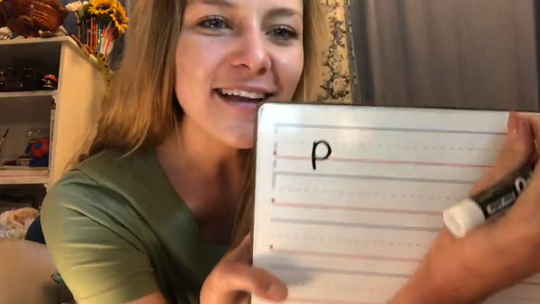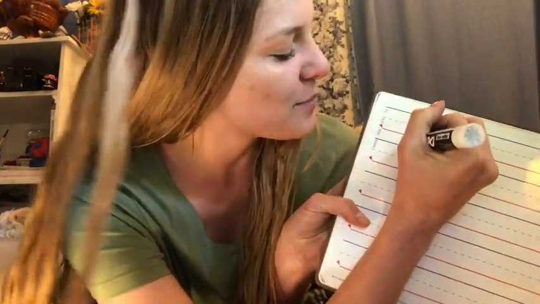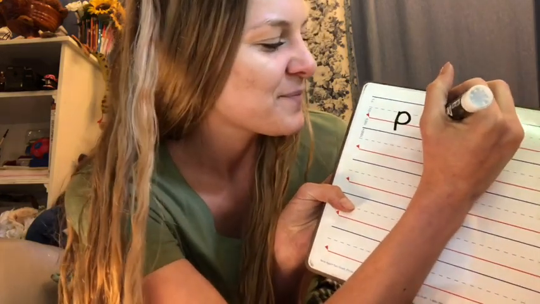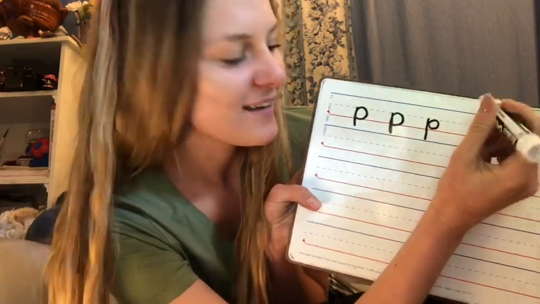The next letter we're gonna practice is the letter P. And for the letter P, we say this. Down, up, and around. Down, up, and around, P. And when we write it, we do the same thing. Down, up, and around, P. And it should look like this, hanging below the line.